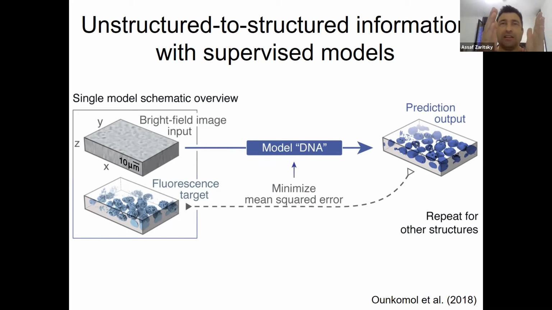Okay, so in the input you have two components. One is the bright field and the other is the tag. No, the input is a bright field image. You build a network that needs to reconstruct the matching fluorescent target. Experimentally you image a bright field and the fluorescent tagged image. This is what you have from one experiment.